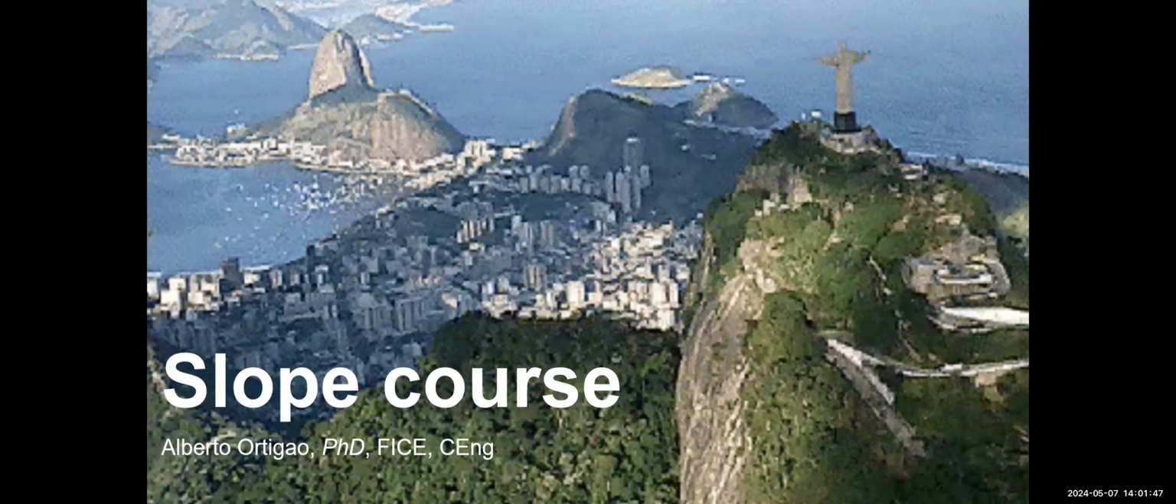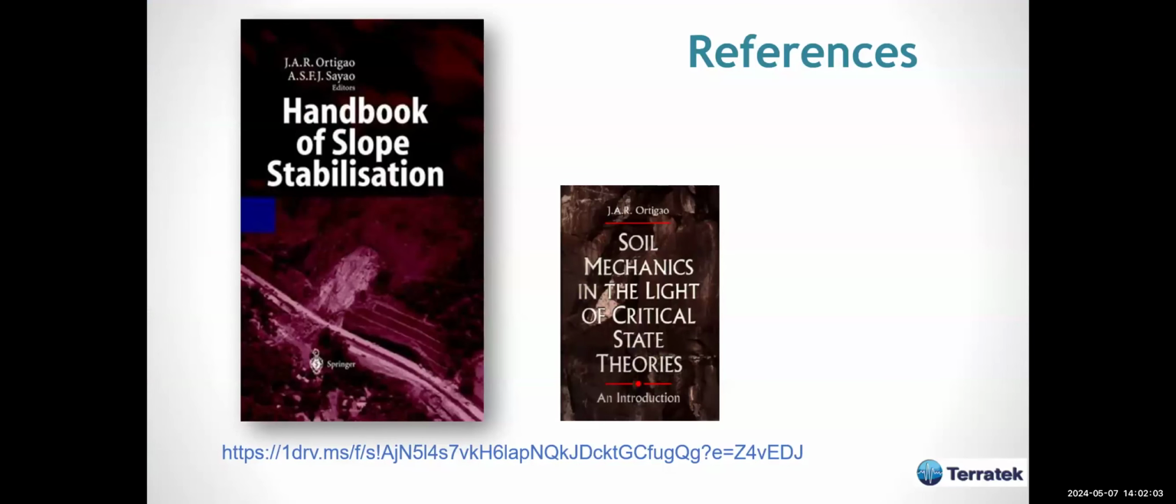And if participants are there, I shall start by introducing you to the course. The first slide is this one. These are the references for this course. I'm going to use the Handbook of Slope Stabilization. It's a book that we published long ago. It's a little bit out of date because it's 20 years old. And also, I'm going to use my other book on soil mechanics in the light of critical state theories.